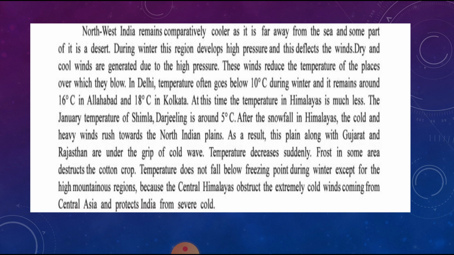Temperature decreases suddenly. Frost in some areas destroys the cotton crop. See, the temperature in these regions suddenly decreases, and moreover, the frost in some areas even destroys the cotton crop.